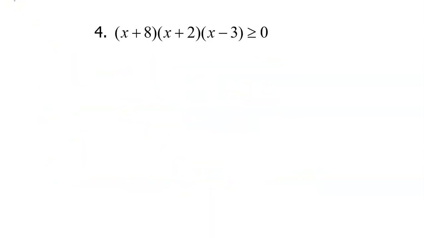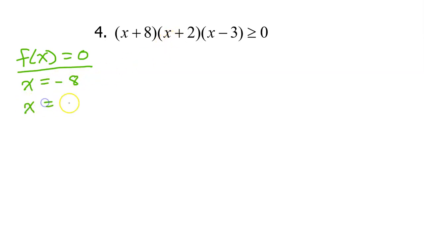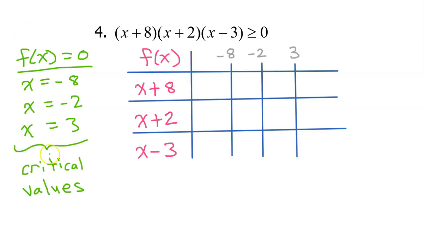Number 4 has 3 factors to it. So where does f of x equal 0? Looking at the first factor, we have x is equal to -8. From the second factor, we get x is equal to -2. And from the third factor, we get x equals +3. Place your critical values in order across the top of your sign chart and make a row for each factor in your function. Let's decide whether these factors are positive or negative in each interval.